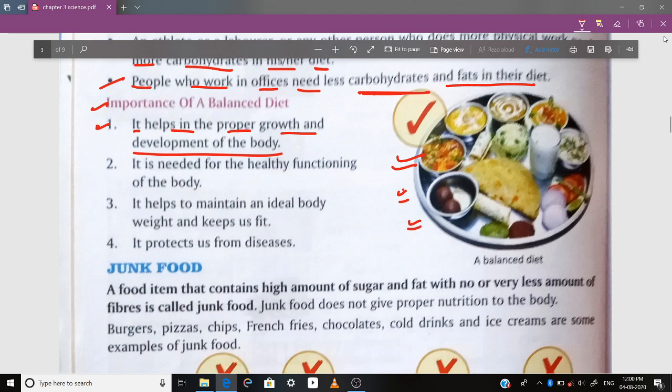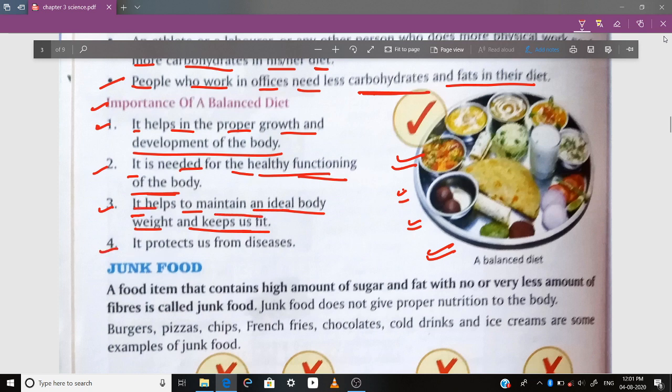So a balanced diet helps us in proper growth and development of the body. The second point is that it is needed for healthy functioning of the body. Healthy functioning means our body works properly if we have a proper diet. Third, it helps to maintain an ideal body weight and keeps us fit. If we are having a balanced diet, the weight of the body remains ideal. We don't get too much fat, we don't get too heavy, and the weight of the body doesn't go too much above the usual. So it helps to maintain ideal body weight.